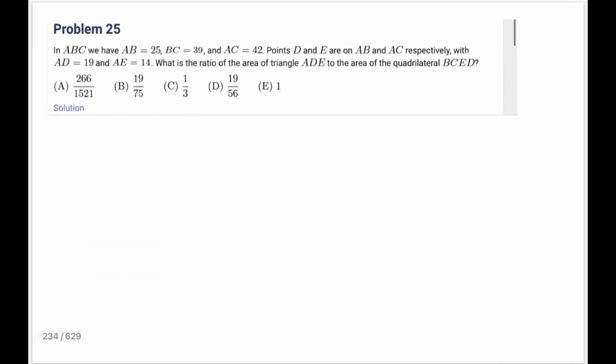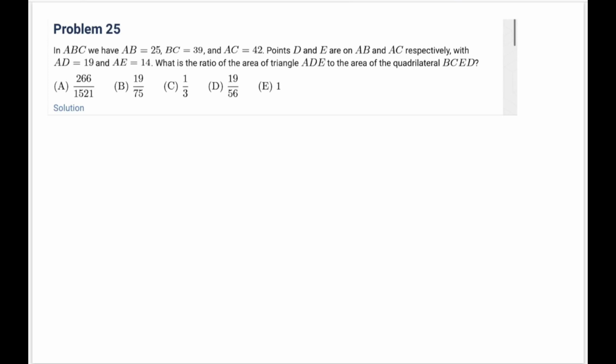And problem number 25, last problem. In triangle ABC, we have AB equals 25, BC equals 39, and AC equals 42. Points D and E are on AB and AC respectively, with AD equals 19 and AE equals 14. What is the ratio of the area of triangle ADE to the area of the quadrilateral BCED?